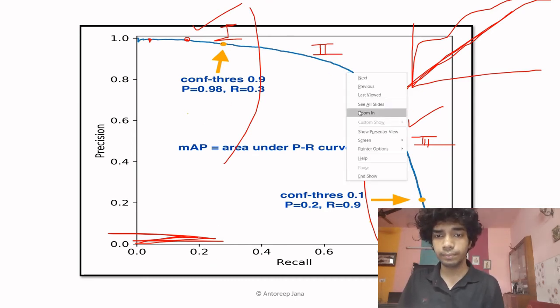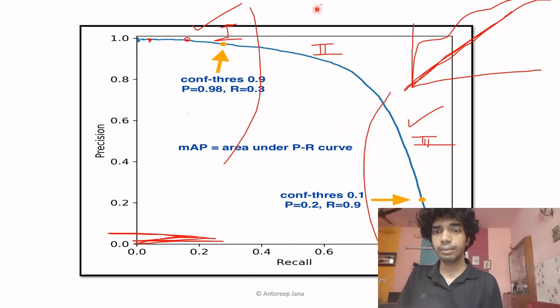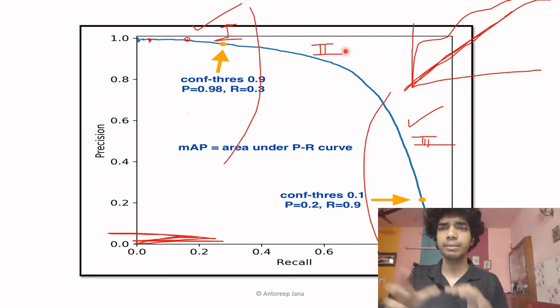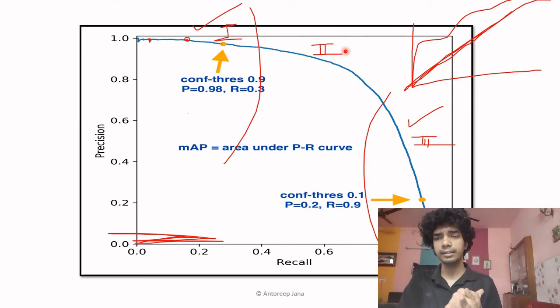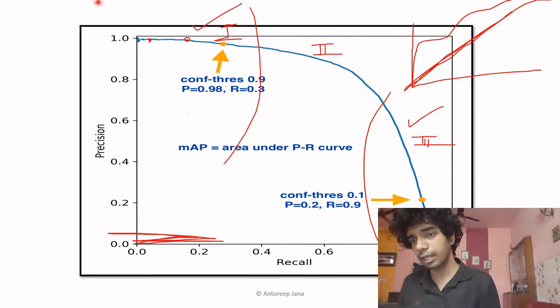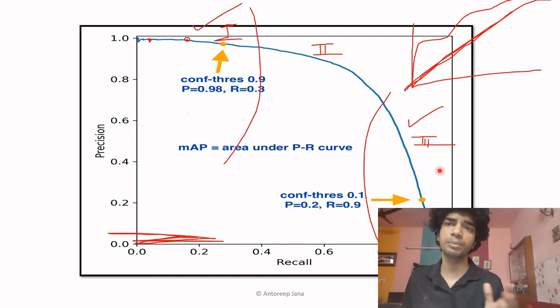Coming to region 2, we have balance. So we will not talk about region 2 now. Region 2 is basically the intermediate effect, and that is usually the most desirable, unless you want a high precision value no matter what the recall is, or a high recall value no matter what the precision value is. So let's talk about region 3.